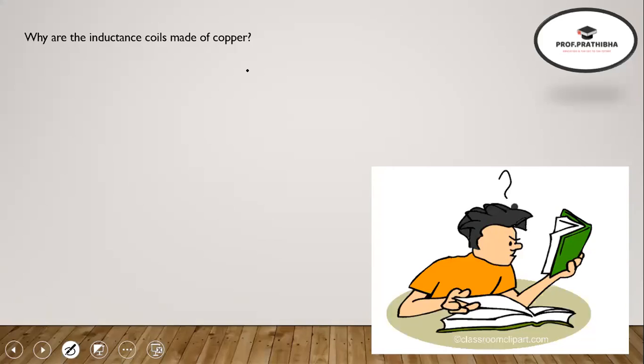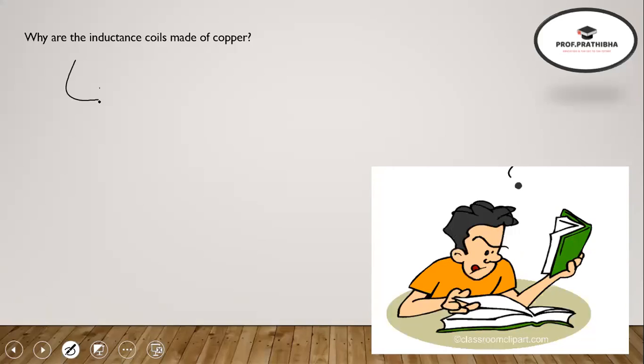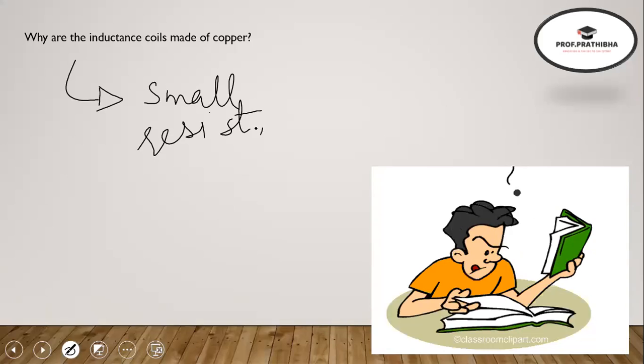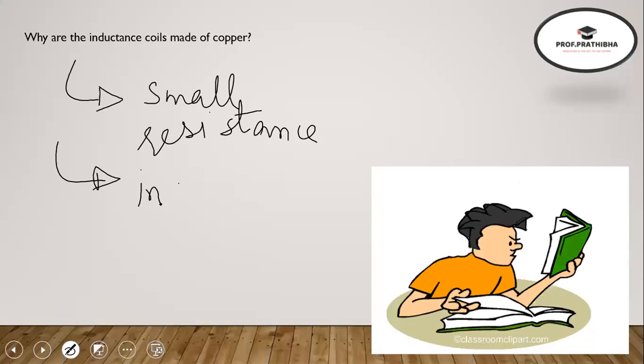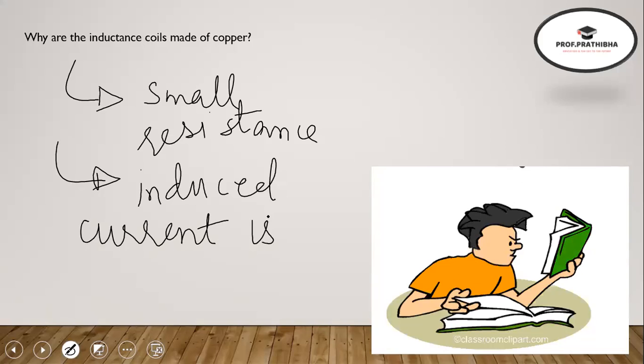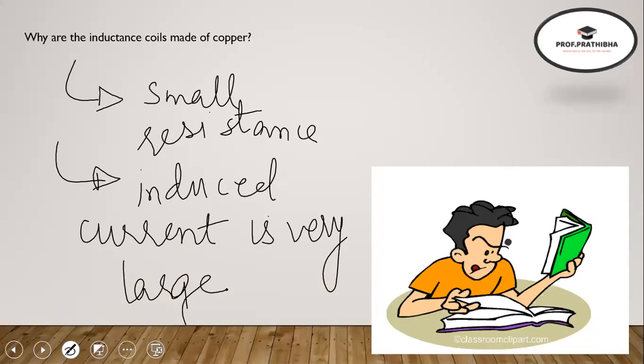Yeah, Pankaj, that one is correct. Yes, it has a very low resistance. So one of the main reasons is small resistance. And if there is small resistance, what can we say? We can say that the induced current is very large. Okay? Everyone, this is clear?